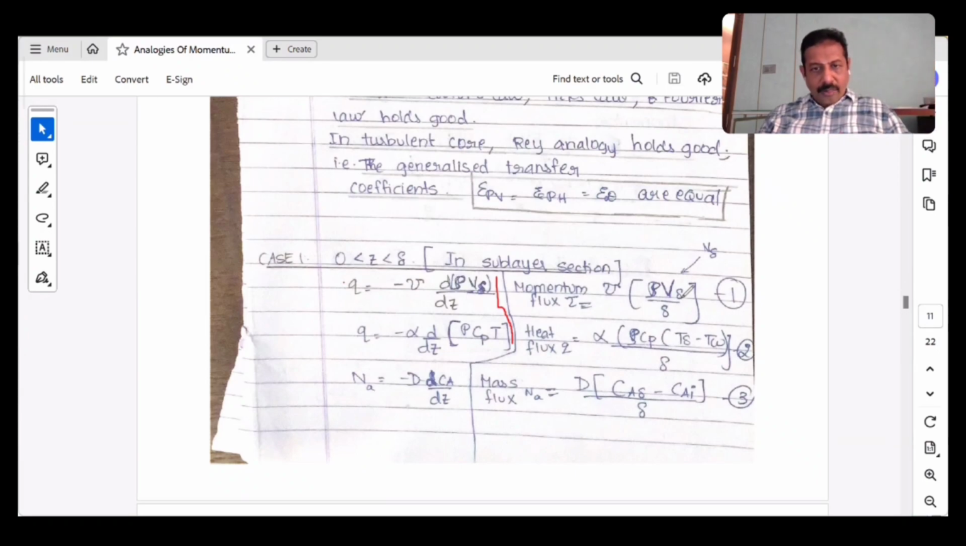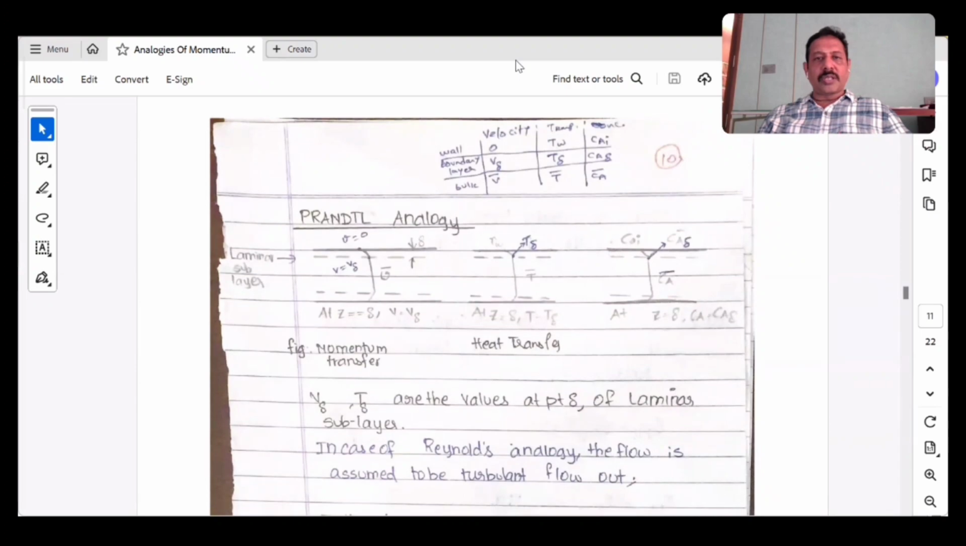Just a minute. So this is the generalized form, right? But we are defining a thickness of delta. It is like conduction through a plane wall, you must have studied what equation comes, delta T by x. In the same way here: momentum flux is mu into rho v delta by delta, and similarly for heat flux, alpha into. Look at this diagram; we have to look only at the section between this and this.